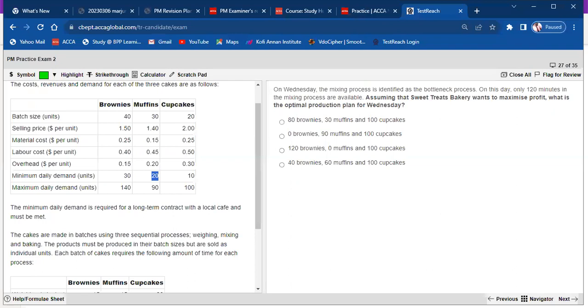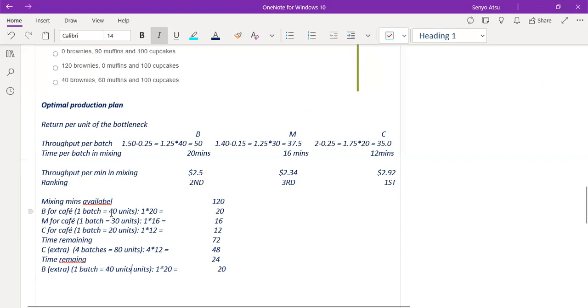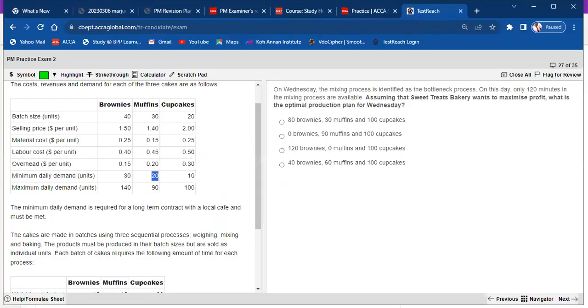Difficult question, if you ask me. They want to maximize profits. What's the optimal production plan? Look at the answers. They are in units. So brownies, they've got to make 40 units plus 40 units. So they've got to make 80 brownies. I will go for option number A, 80 brownies. You and I can confirm 80 brownies.